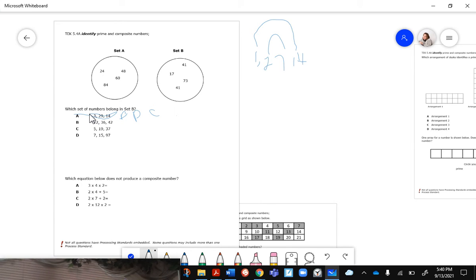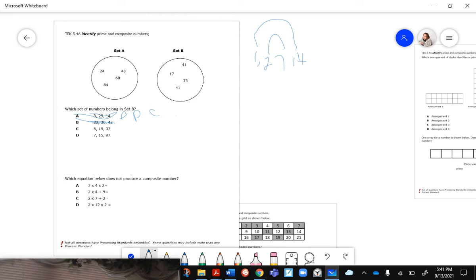22, 36, 42. Well, they're all even numbers, right? So what did we know about even numbers today? We know that you can split those in half, so they're divisible by 2. So they're all composites. I'm going to cross that one out.